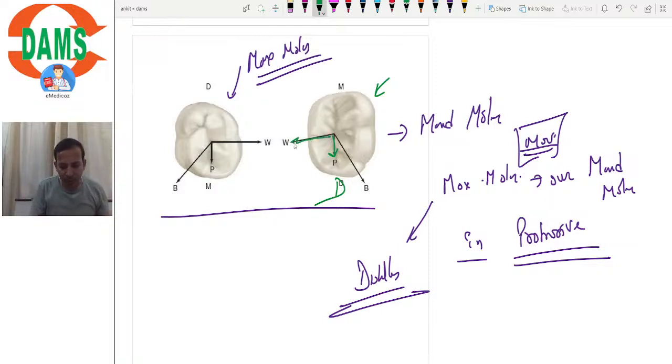The maxilla will exit towards the lingual side, whereas the mandible would exit from the buccal side, isn't it? So this is the buccal, this is the lingual. In a working side movement, the mandible will exit towards the buccal side of the maxilla, and maxilla relatively appears to move towards the lingual side, isn't it? So that is what these diagrams represent. So maybe you can remember them to remember the relative movement of maxilla and mandible over each other.